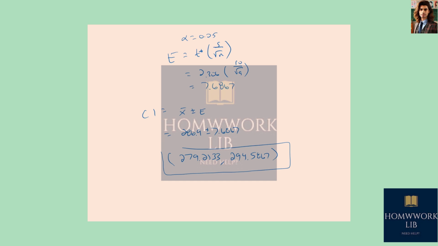So that would be the 95% confidence interval for the population mean driving distance for the new ERC driver.